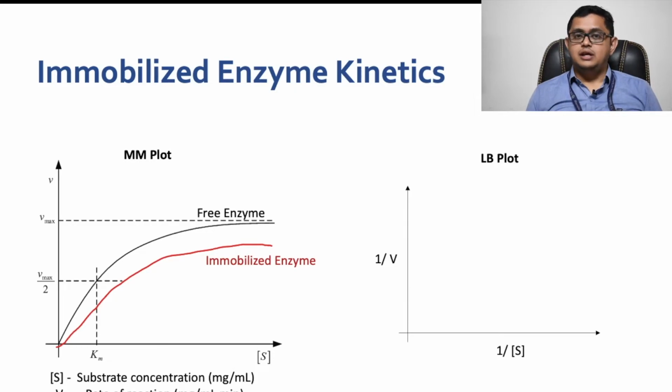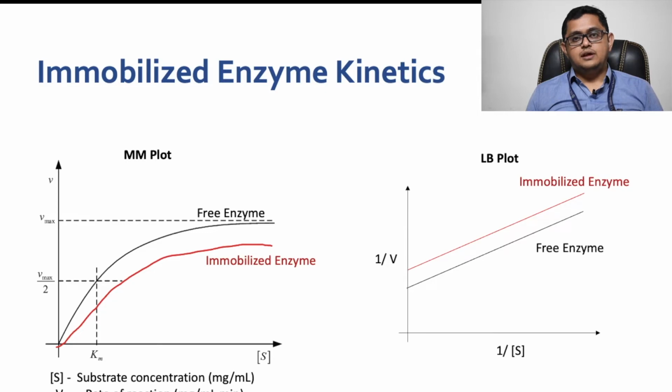Though we get both the parameters that we need, it is comparatively less accurate than the linear graph. So we need to draw the linear line, that is the LB plot, as you see here. The red line shown here is for the immobilized enzyme, whereas the black line is for the free enzyme. Now you can see there is a change in the order. Why? The y-axis is 1 by v, and the x-axis is 1 by s. The y-intercept of this graph is equivalent to 1 by Vm, and the slope of these lines is equivalent to Km by Vm. From this you can calculate the Vm and Km of both lines.